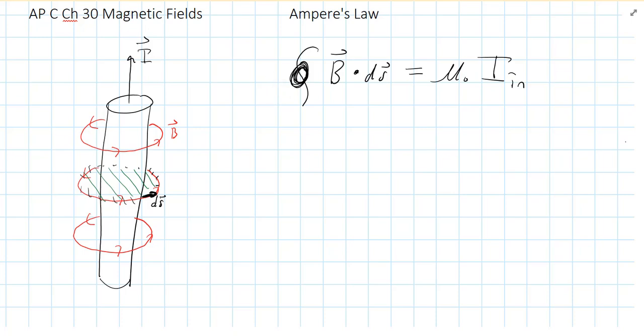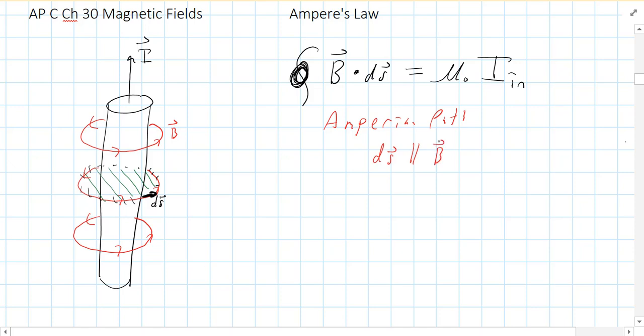Okay. Now, when you want to use Ampere's law, you want to pick a path, an Amperian loop. I'll call it an Amperian path, that has the following two properties. You would like, preferably, ds to be parallel to the magnetic field at all points. So in this case, the magnetic field goes in a circle, so we're going to make our path a circle. And the other one is you want B to be the same strength everywhere along that path. So if this circle is centered on that wire, then the magnetic field strength will be the same everywhere along that circle. So we want those two properties for our Amperian path. Okay.